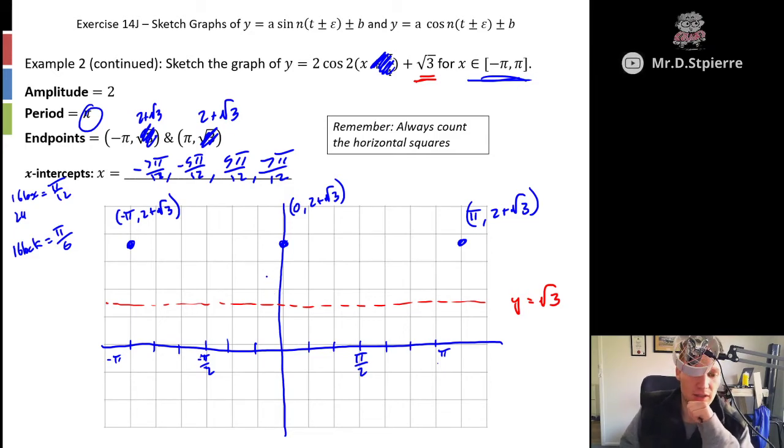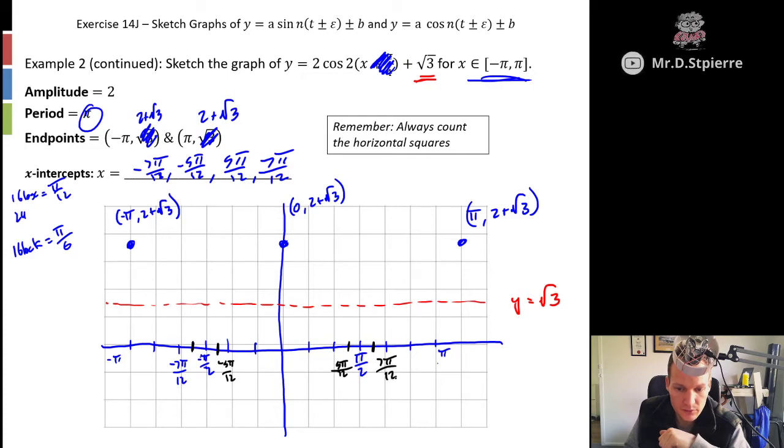Rightio. Now let's try and fit in these intercepts. Each block is pi on 6, so half a block is pi on 12. So right there would be, let me move it over, negative 7 pi on 12. I'm marking in a different color just so it's easier to see. Just there will be negative 5 pi on 12, and then we get the same thing over here: 5 pi on 12, 7 pi on 12.